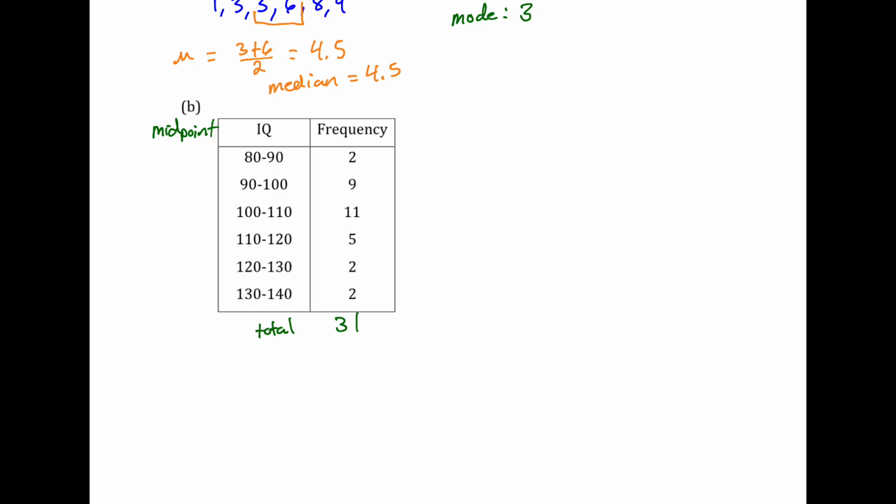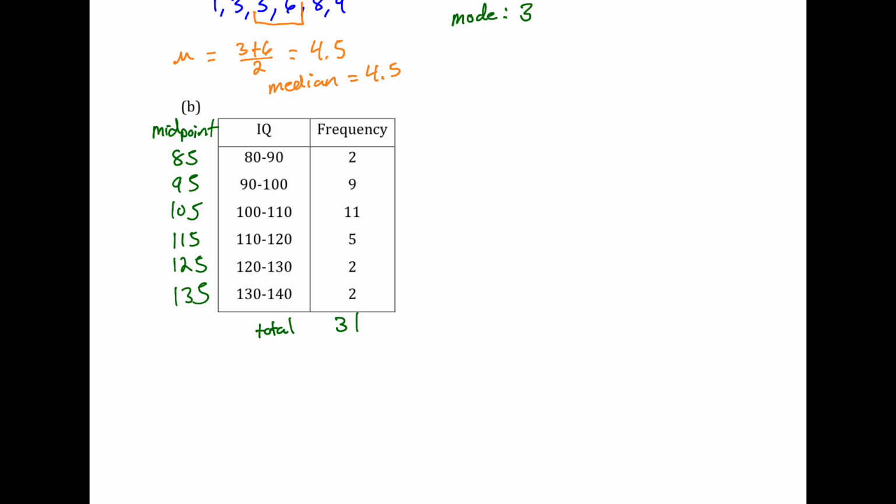And I just midpoint each of these sets. So I take an 85, which is the middle between 80 and 90, 95, 105, and so on, 115, 125, and 135. So these are the numbers I'm going to do my mean on.